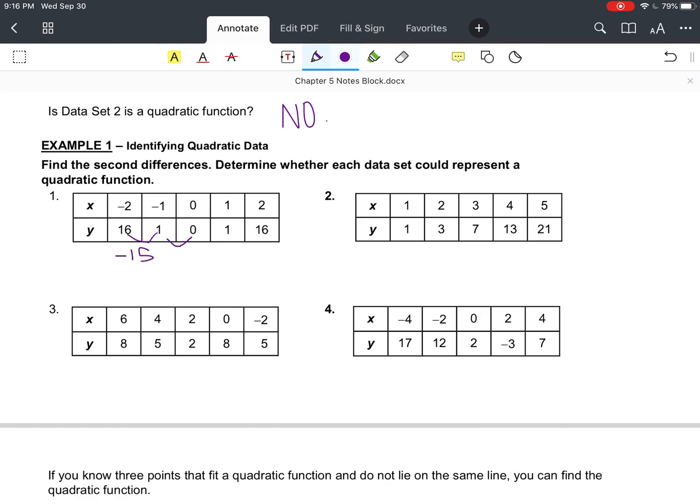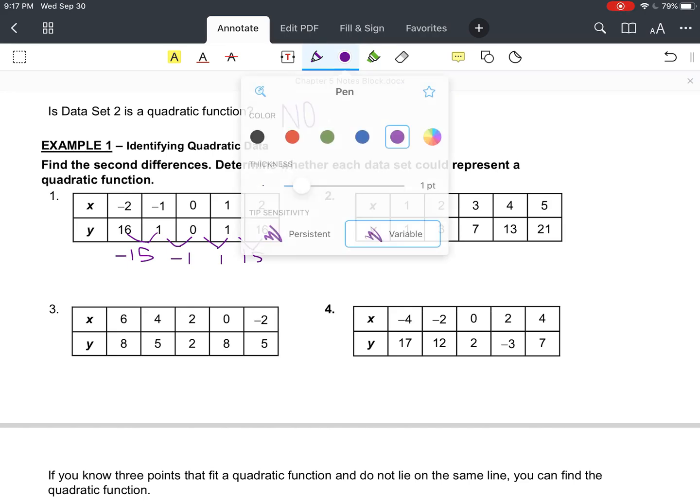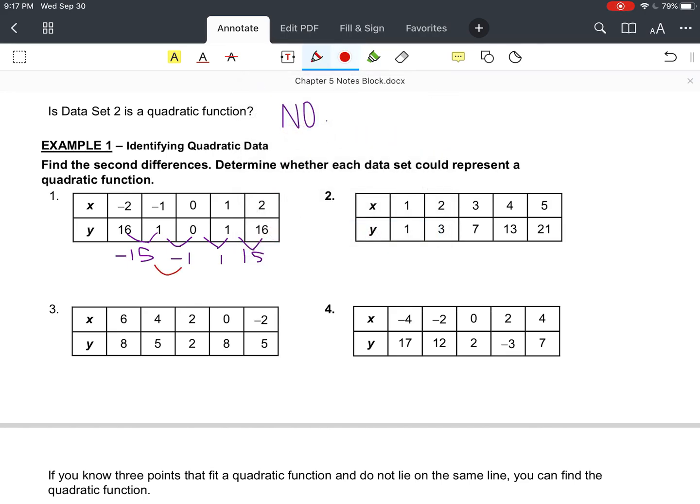So 1 minus 16 for the first one is negative 15. 0 minus 1 is negative 1. 1 minus 0 is 1. 16 minus 1 is 15. Those are not the same, so we're going to do it again. Negative 1 minus negative 15 is positive 14. 1 minus negative 1 is 2. 15 minus 1 is 14. These are not the same, so this is not a quadratic. Let's do one more together.